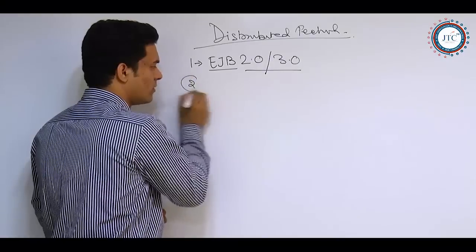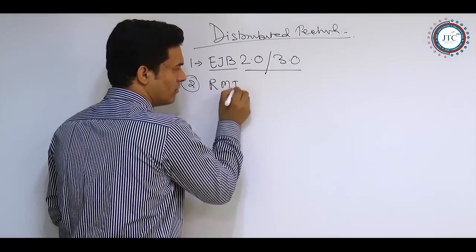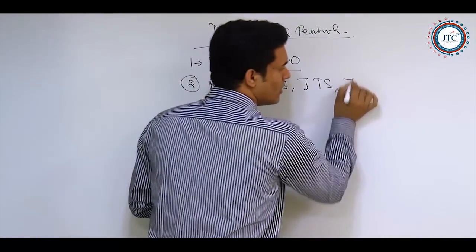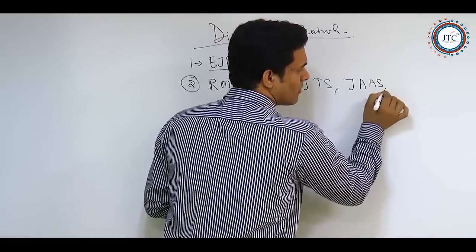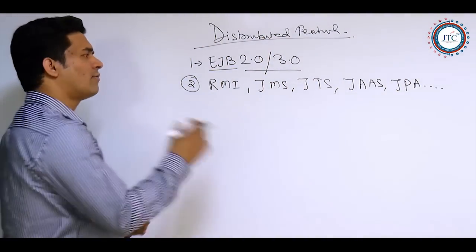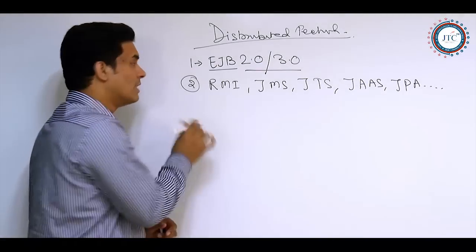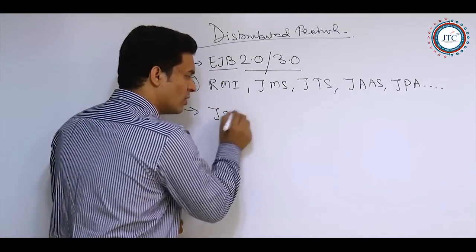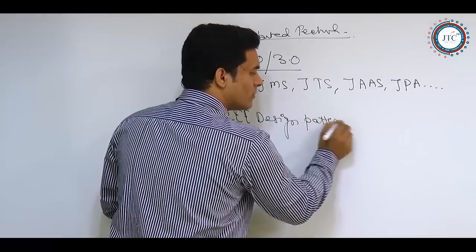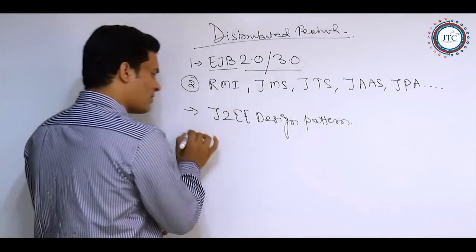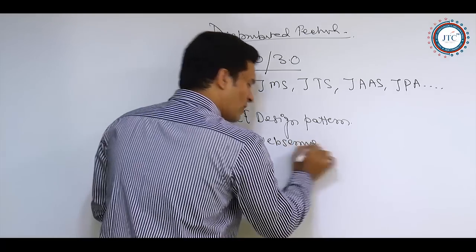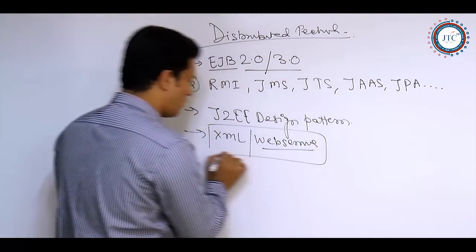Now in that again, RMI, JMS, JTS, JAS, JPA. After discussing this, inside this itself, we'll discuss J2EE design patterns, and after that, again, XML and web services. Now, it's a very important topic, I can say.